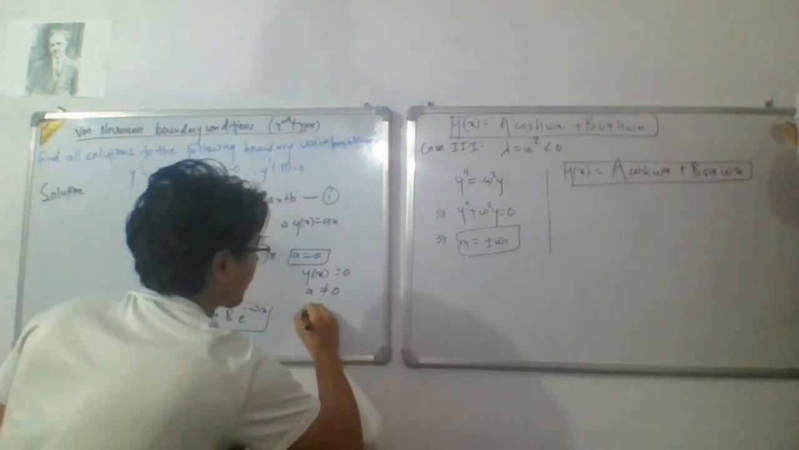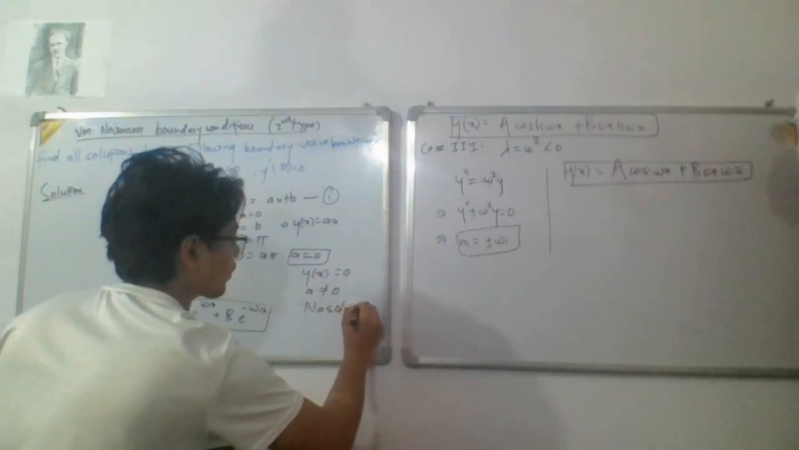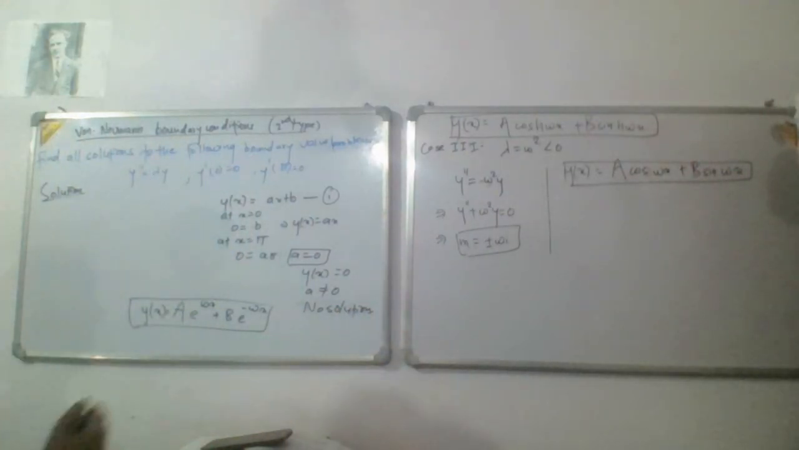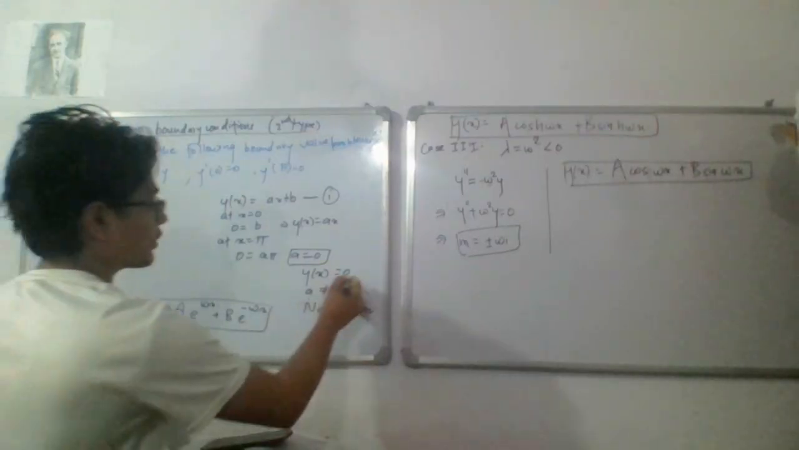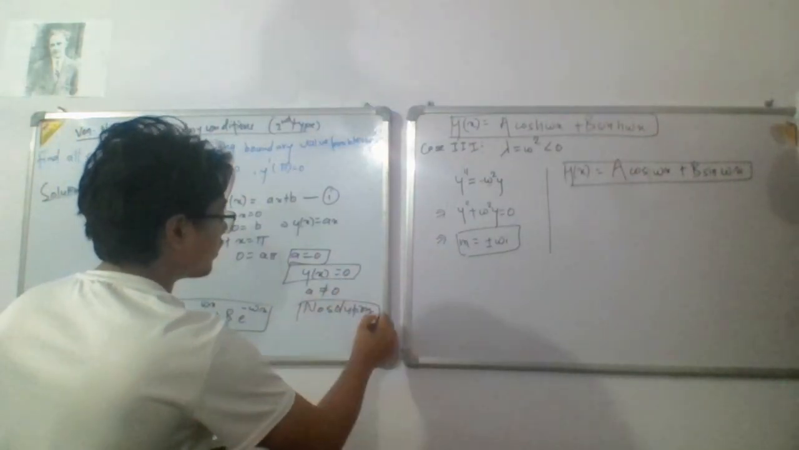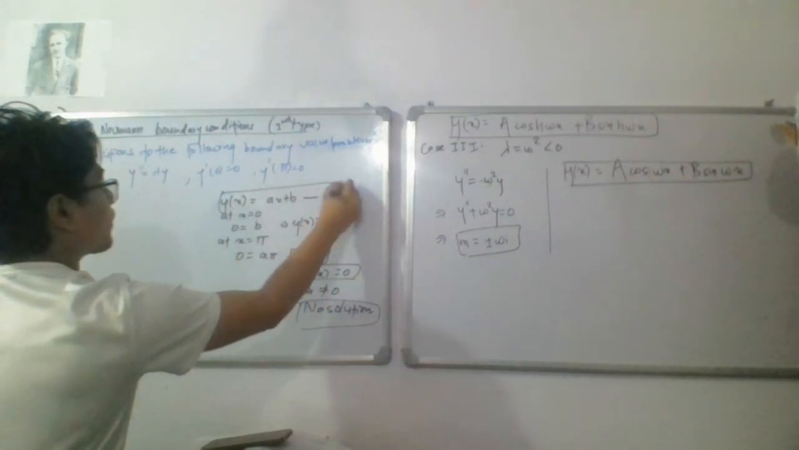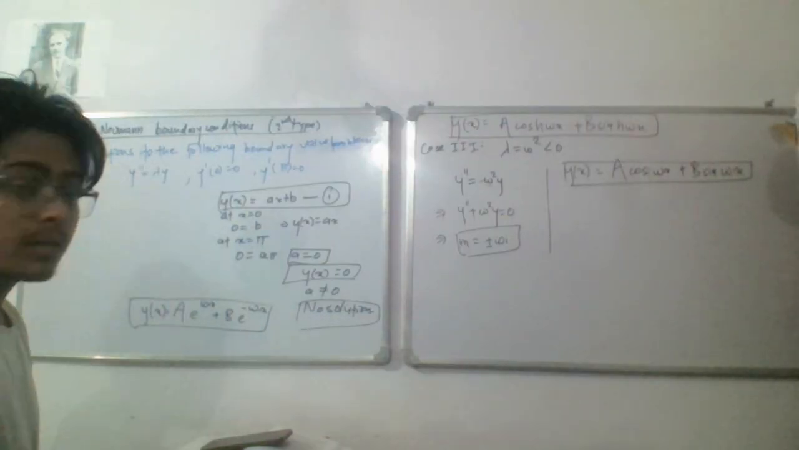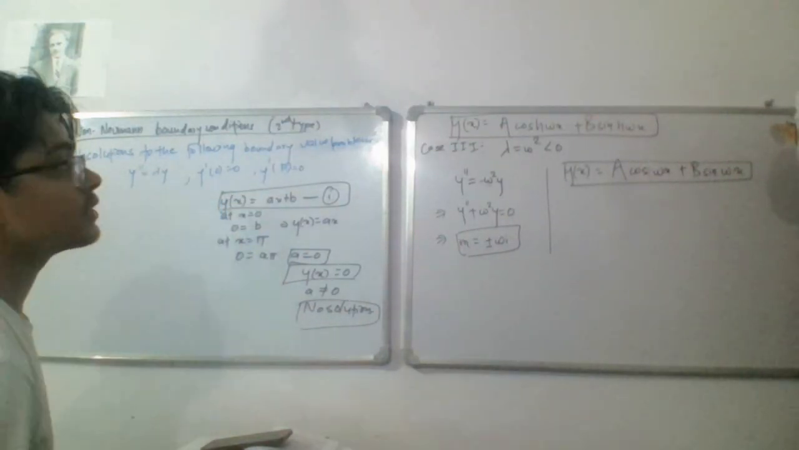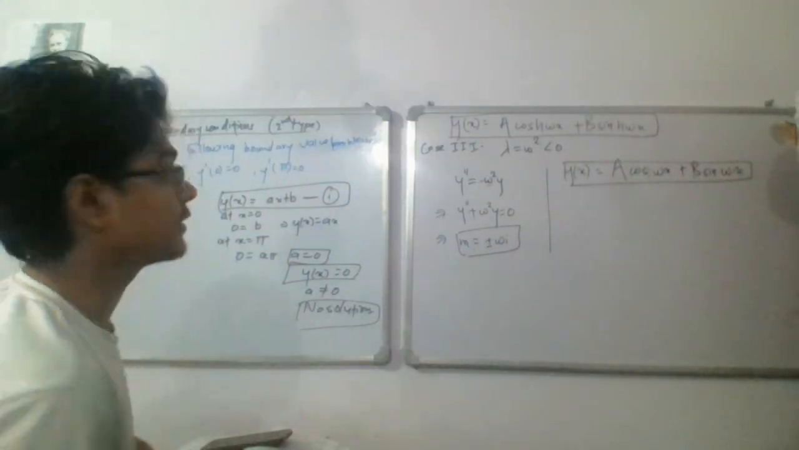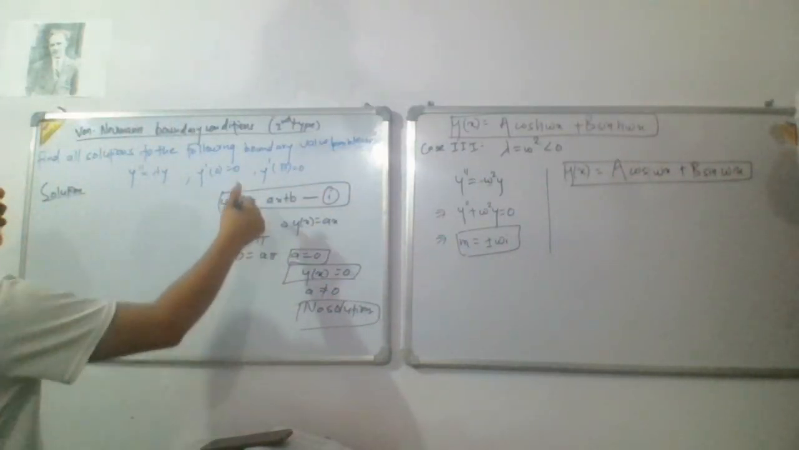So, no solutions. Okay, this is it. These are the two solutions, one for zero solution and another for no solution, that we get for this solution of the differential equation. Now we don't need this. Now let's use the second solution of the differential equation to find the solution of the boundary value problem.